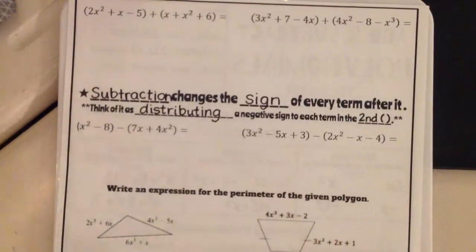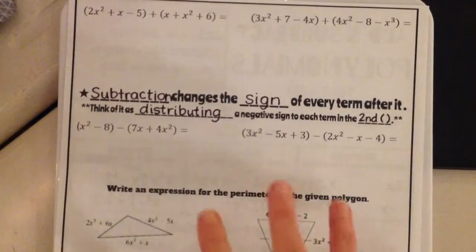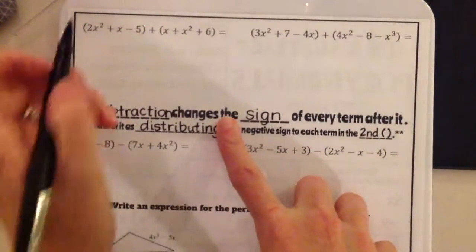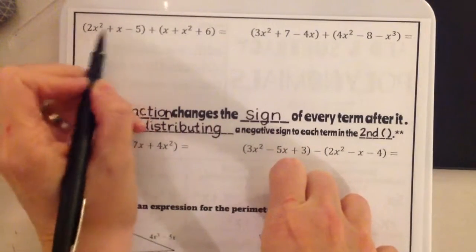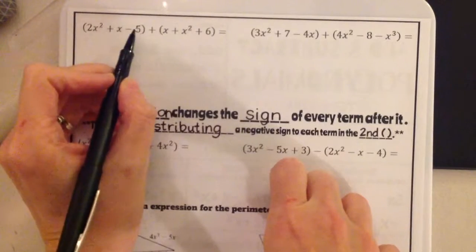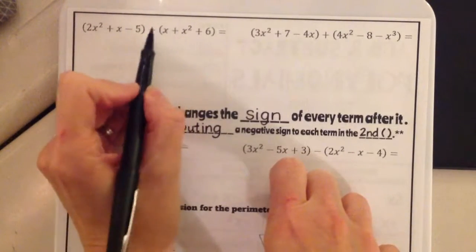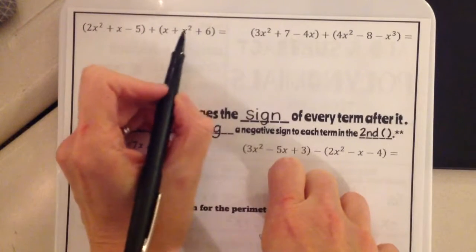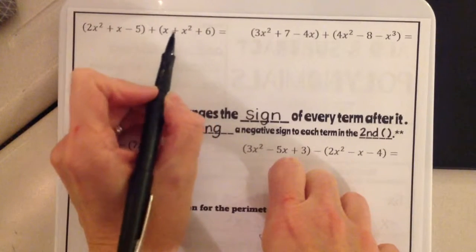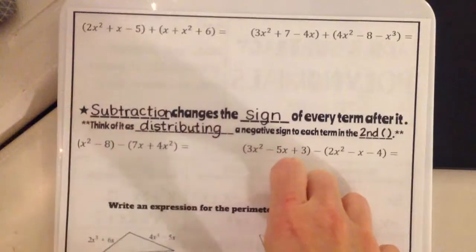Now we're going to look at how do I add polynomials. So for our first example here, we have the quadratic trinomial, 2 times the value of x squared plus the value of x minus 5, and we're adding to it another quadratic trinomial, x plus the value of x squared plus 6.